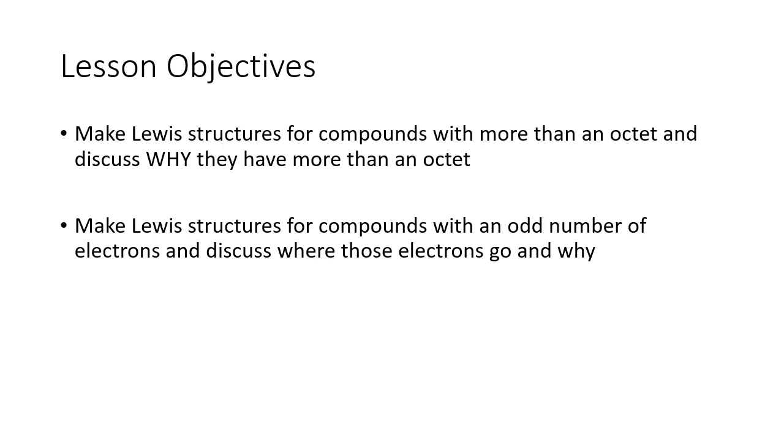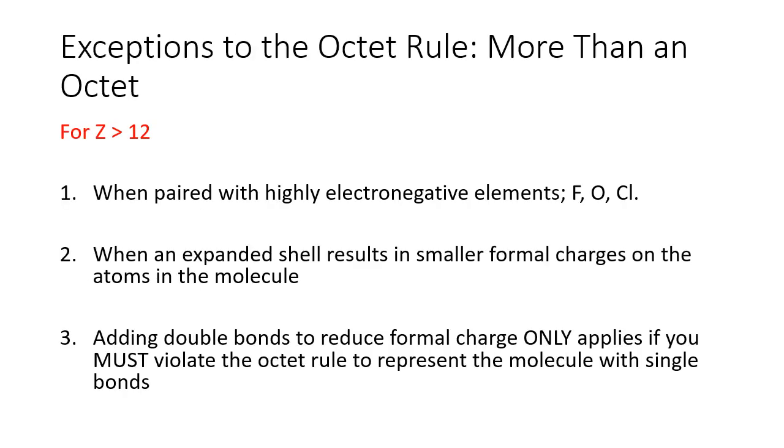Okay, our lesson objectives. We will make Lewis structures for compounds with more than an octet, and we'll discuss why they have more than an octet. We will make Lewis structures for compounds with an odd number of electrons and discuss where those electrons go and why. So exceptions to the octet rule can include the case where you have more than an octet.